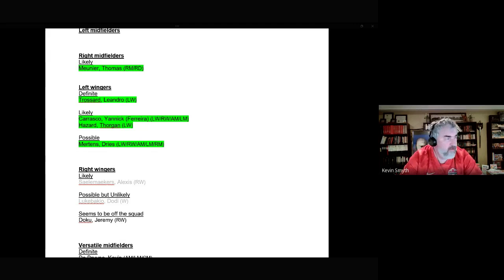Okay, and also we should note that Eden Hazard is also coded as a left winger, but we have moved him upfield to the left attacking midfielder role.